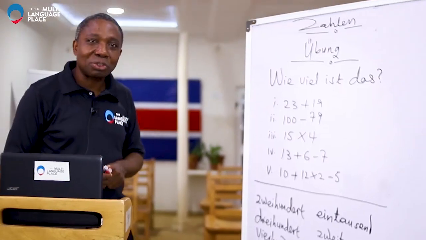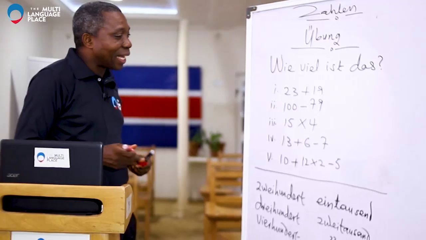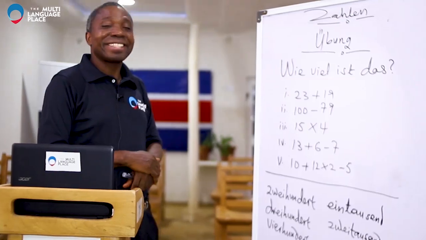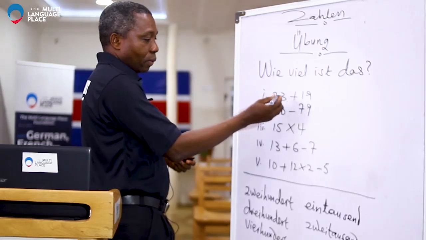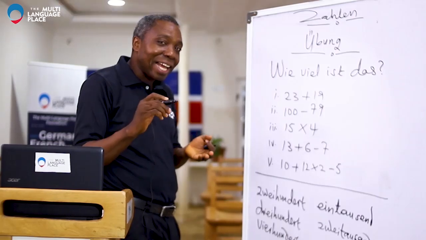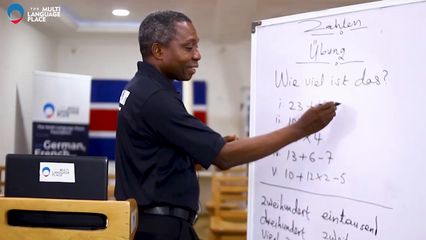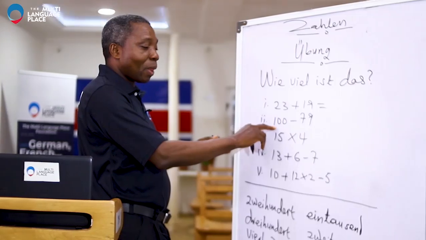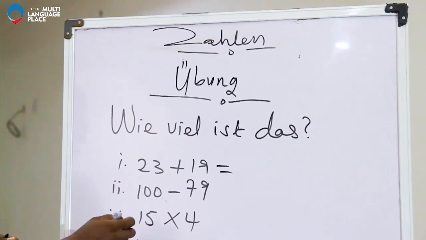Now, we want to do some exercises just to prove if we have mastered what we have done. Okay, and then we have the same question. Wie viel ist das? Wie viel ist das? So, 23. How do you say that in German? 23 plus 19 ist, and then the second one, we still get the answer, but let's pronounce it first. 100 minus, how to pronounce this one in German?